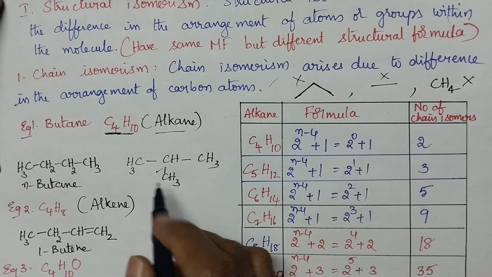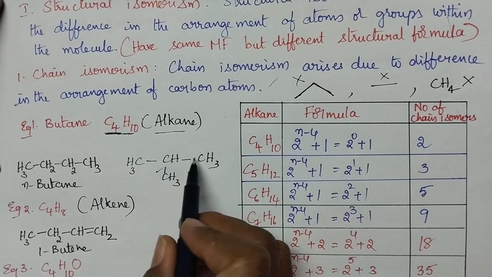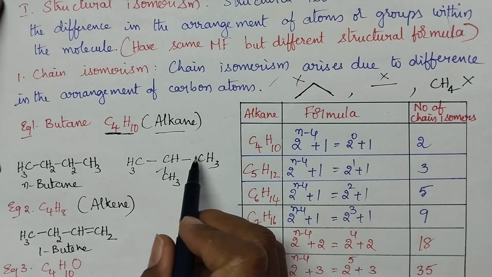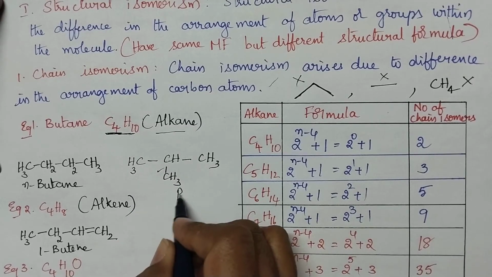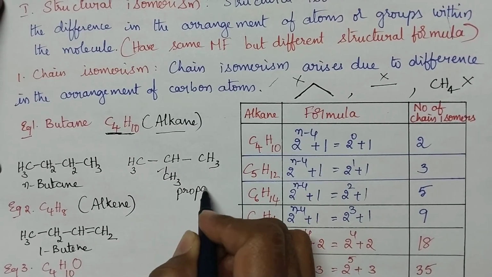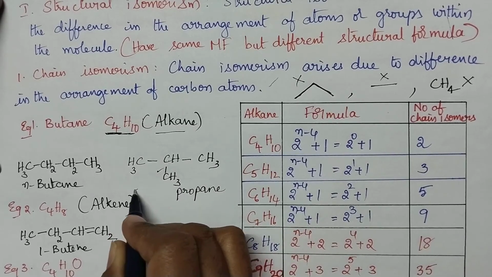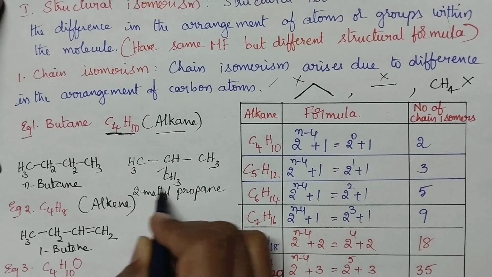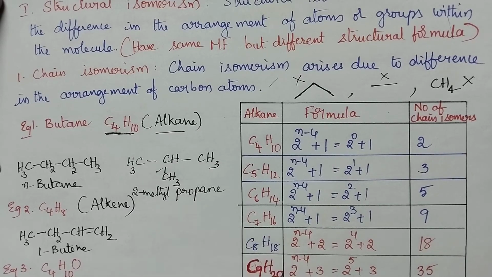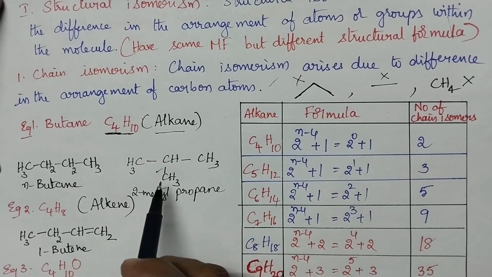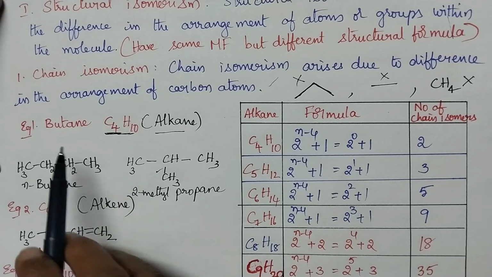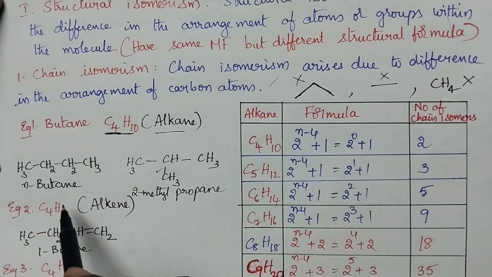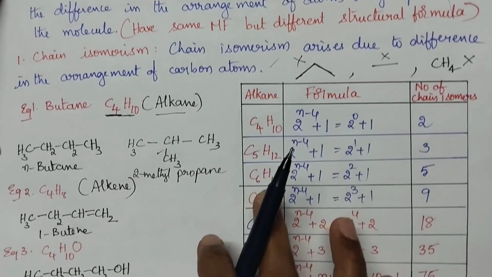Can you name the second compound? How many carbon atoms are present in the parent chain? 3. So, it is called propane, and in the second position a methyl group is present. So, it will be called 2-methyl propane. Is it clear about the chain isomers present in butane? Let us see a few more examples.